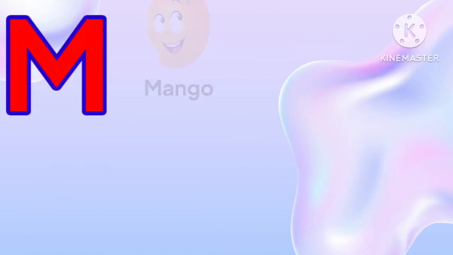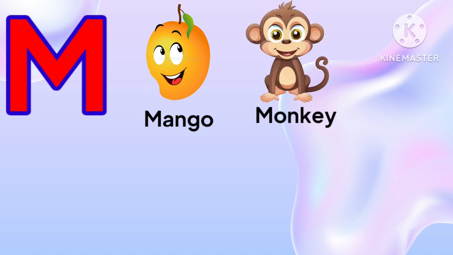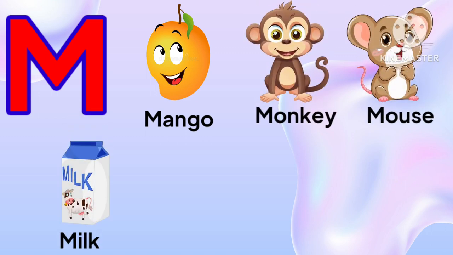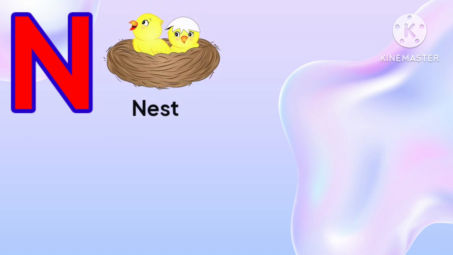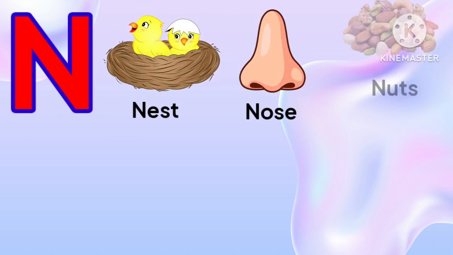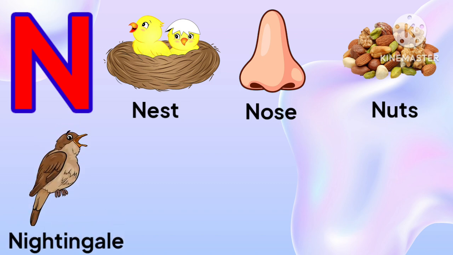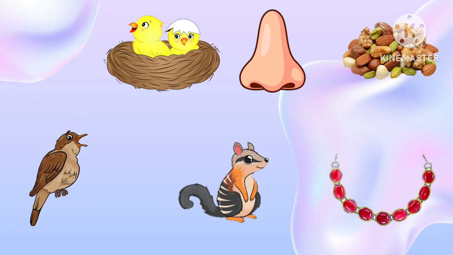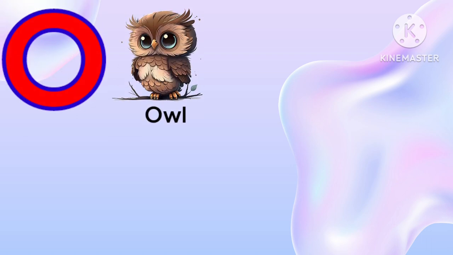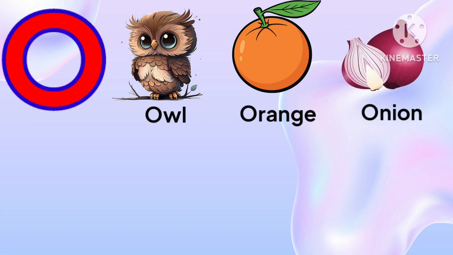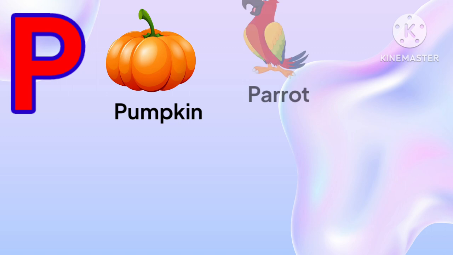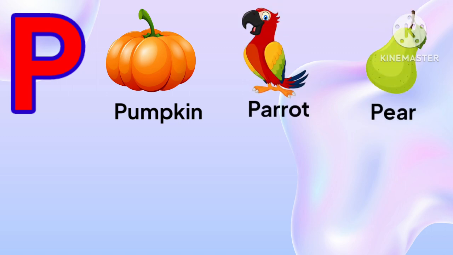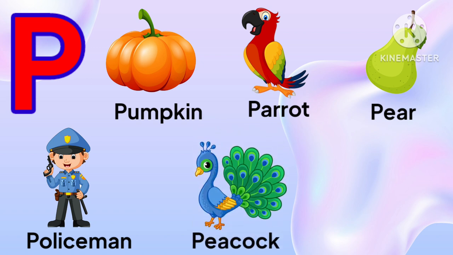M is for mango, monkey, mouse, milk, mermaid, mirror. N is for nest, nose, nuts, nightingale, number, necklace. O is for owl, orange, onion, ox, ostrich, octopus. P is for pumpkin, parrot, pear, policeman, peacock, penguin.